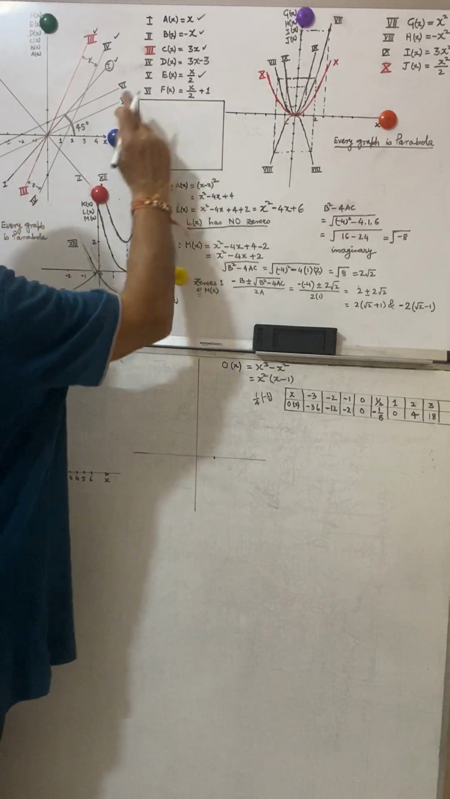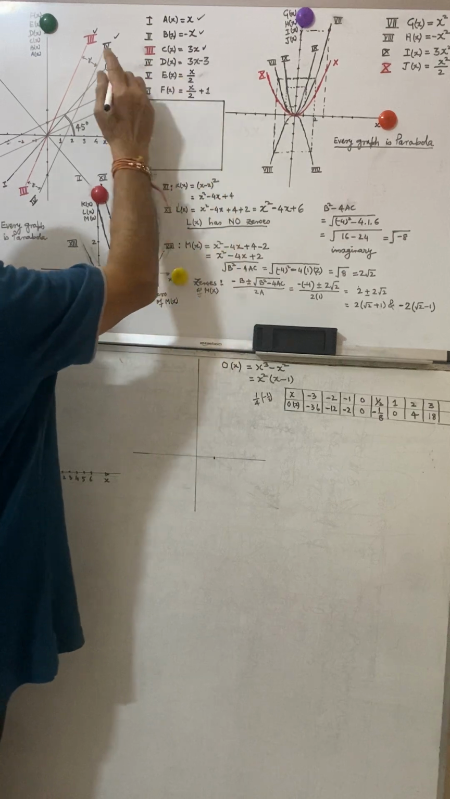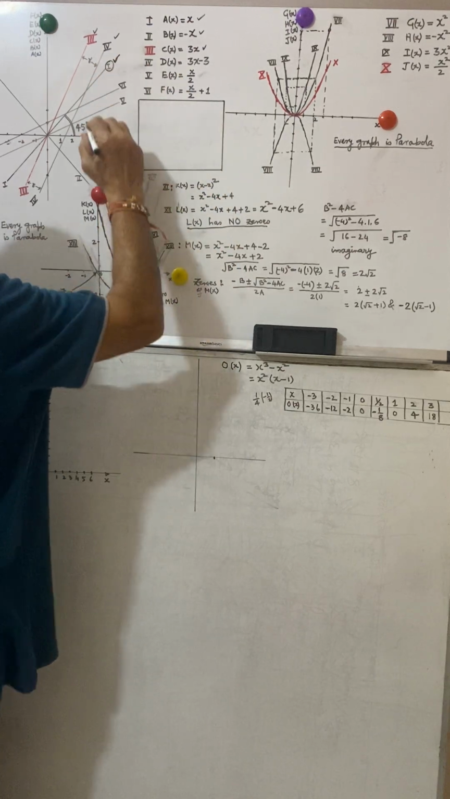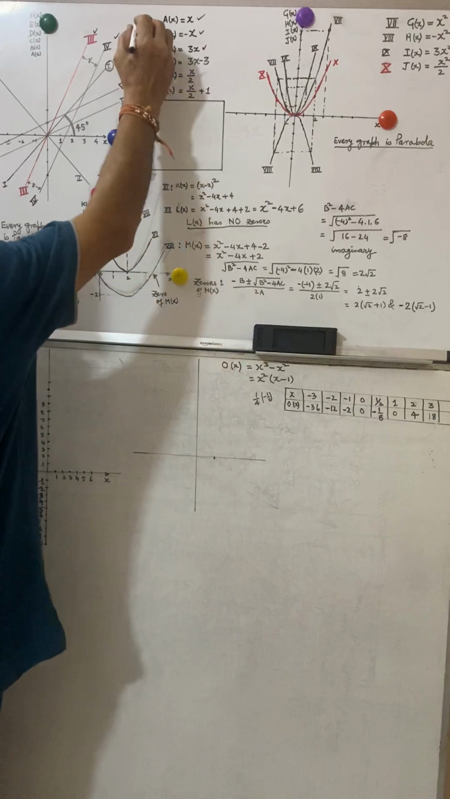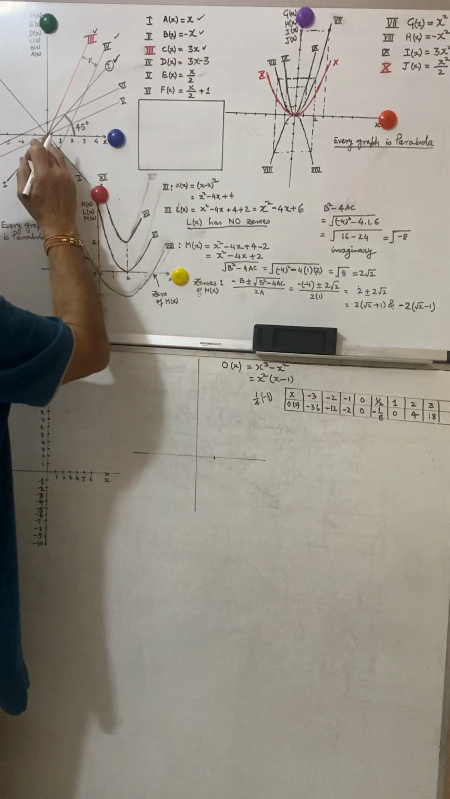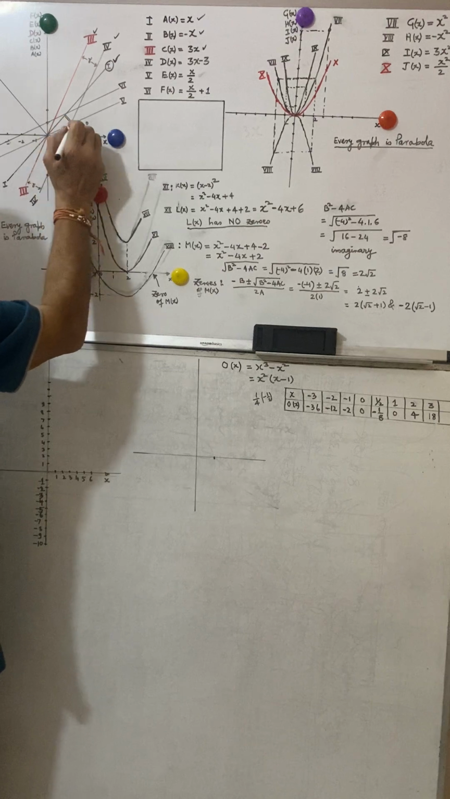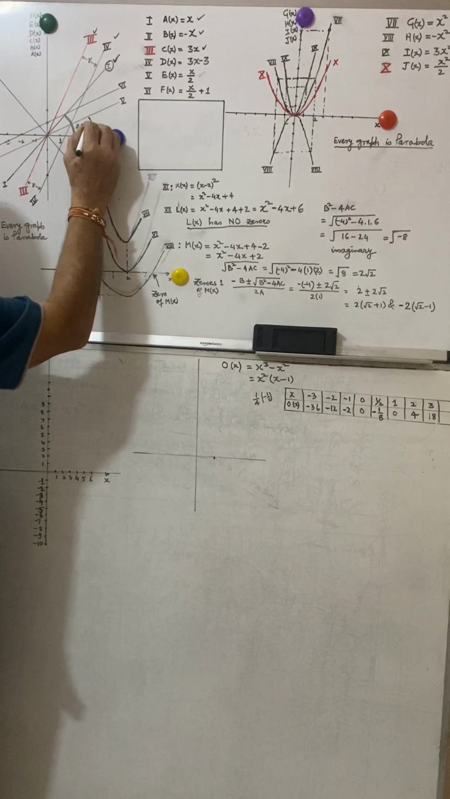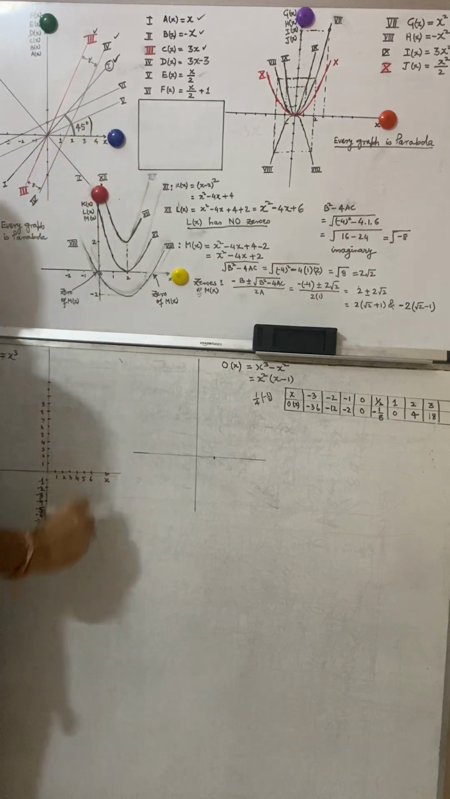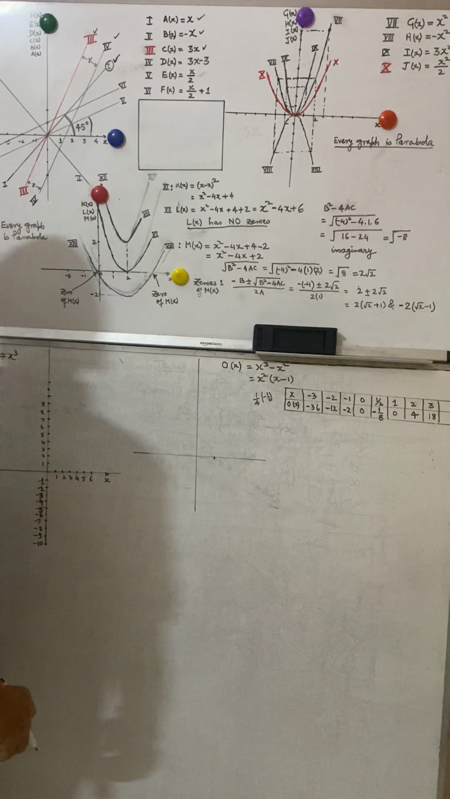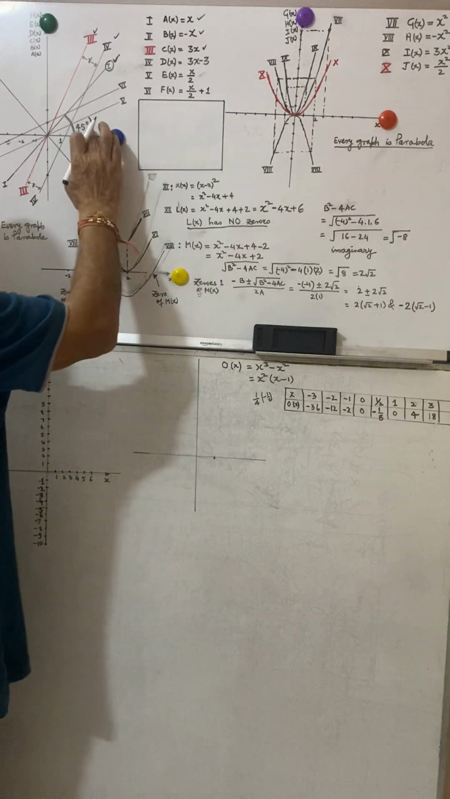For x by 2, consider first the polynomial x, the first polynomial. x by 2 will have less inclination. It will also pass through the origin. It will have less inclination, less than 45 degrees. Okay, it is x by 2.